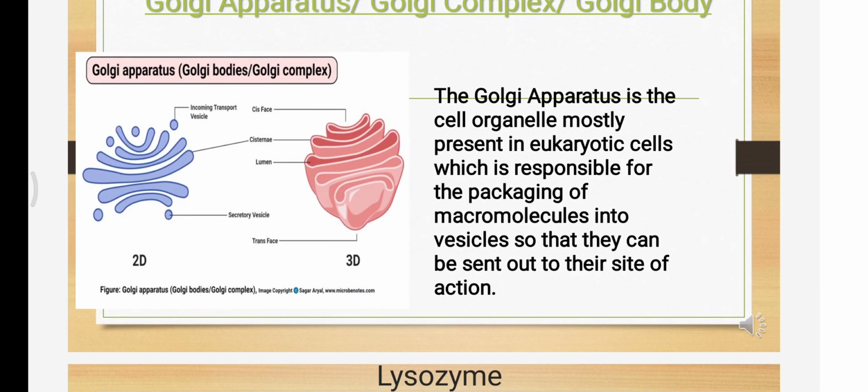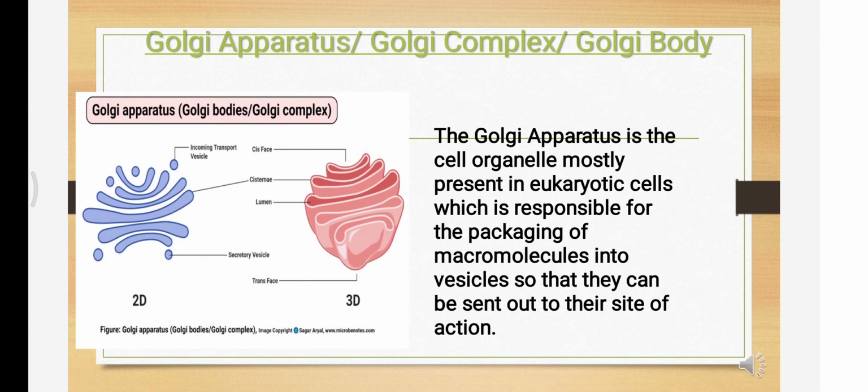Golgi apparatus, or Golgi complex, or Golgi body. The Golgi apparatus is a cell organelle mostly present in eukaryotic cells, which is responsible for the packaging of macromolecules into vesicles so that they can be sent out to the site of action.